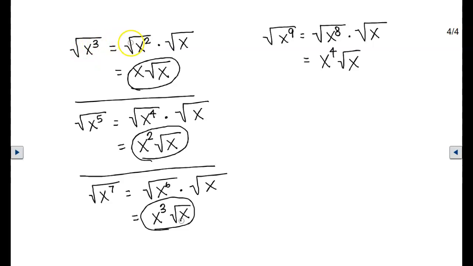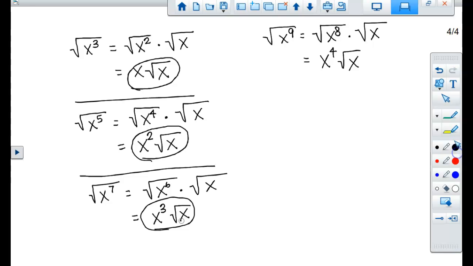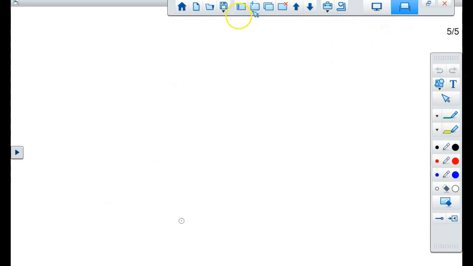So notice what we're doing here. We're taking x to the 9th and splitting it up so that one of the factors is a perfect square and the other is not. So it's just like what we did yesterday. All right, so let's put this all together now. In these problems, you're going to have to use some of what you learned yesterday with what we're talking about today.